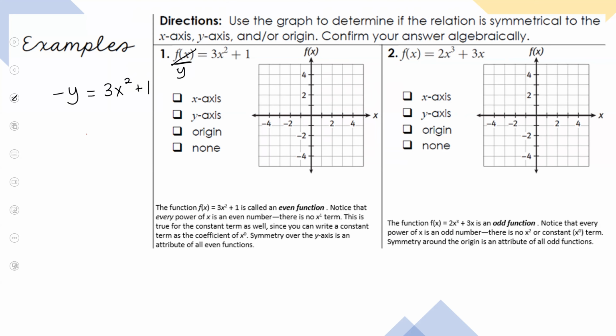How do I get this y by itself? I don't want a negative. Yep, I'll divide by a negative 1. And let's see what we get. y equals negative 3x squared minus 1. Is this the same problem? No. Okay, so it's not going to be symmetrical about the x-axis, which makes sense, right? Because guys, this is a quadratic and it's positive, so it should look something like that. It's not on its side. So I know it's not going to reflect across the x-axis, and we just proved it algebraically.